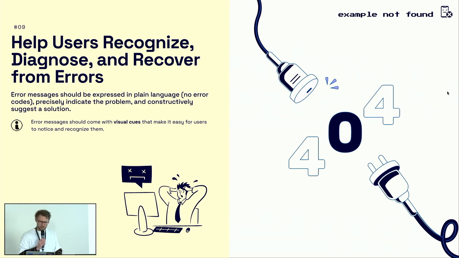The message should be easy to understand. No fancy codes like 404. It should clearly say what's up. And even better, give a helpful solution to fix it. So you just need to communicate that with them. Passwords are a good example. They'll tell you when something's wrong or incorrect and how you can fix it.